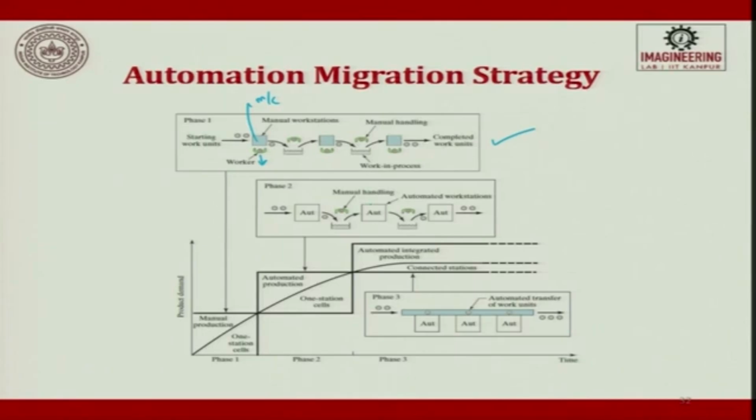When we talk about phase 2, it is an automated machine. The job comes here, the process happens in the machine, then it comes to him. He handles it manually, puts it into the other machine, then he handles it manually and puts it to the other machine, and you get an output.